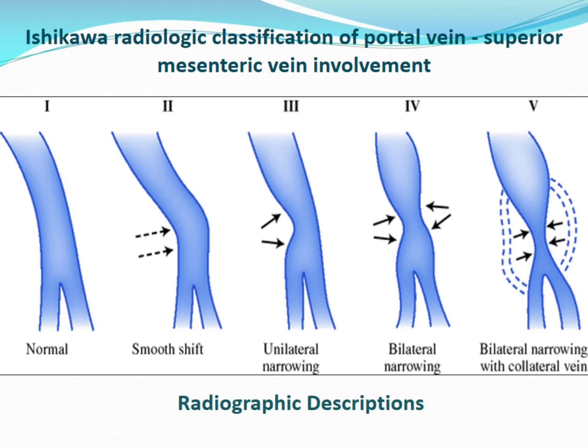These illustrations show the radiologic descriptions and radiologic classification of portal vein superior mesenteric vein involvement to determine resectability. In type 1 there is a normal vein, in type 2 there is a smooth unilateral shift, in type 3 there is unilateral narrowing, in type 4 there is bilateral narrowing, and in type 5 there is bilateral narrowing with collateral veins.